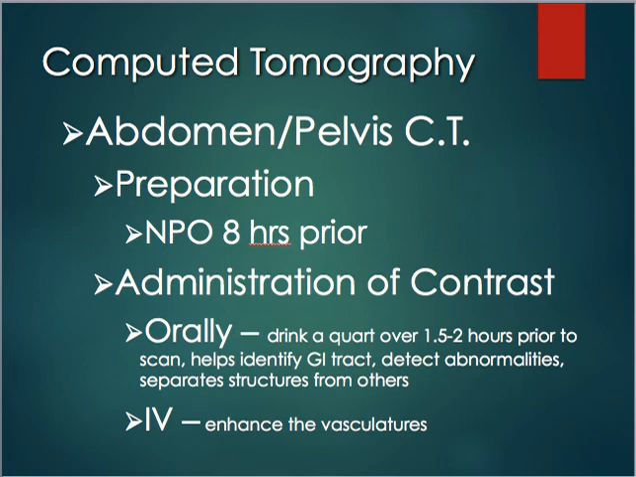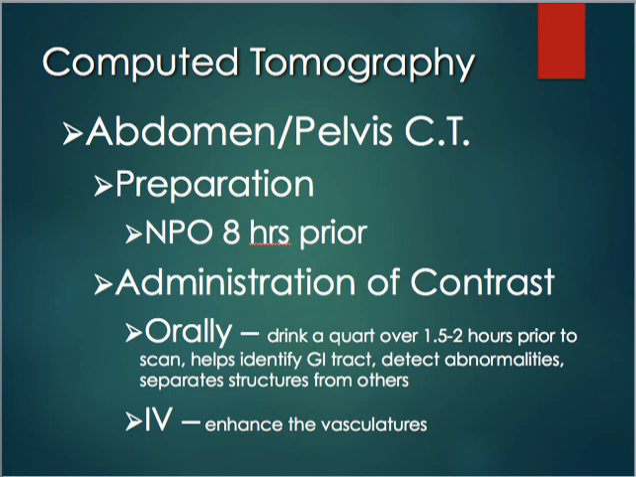So moving on to abdomen pelvis CTs. The prep for the abdomen pelvis is NPO for 8 hours prior. So we want to make sure that we're emptying out the bowel, okay? So we want to make sure that they don't have anything to eat or drink 8 hours prior. We do give the patients oral contrast for the abdomen pelvis. So what they're going to do is drink a quart of the oral contrast 2 hours prior to scanning. So they'll start drinking it over that period of 2 hours.